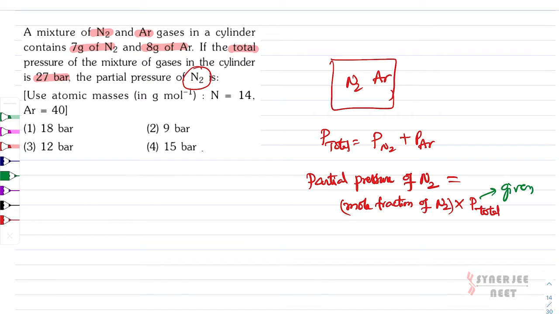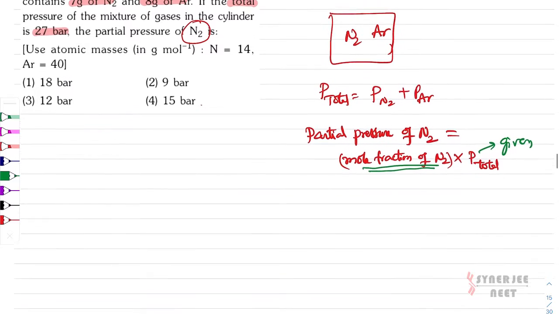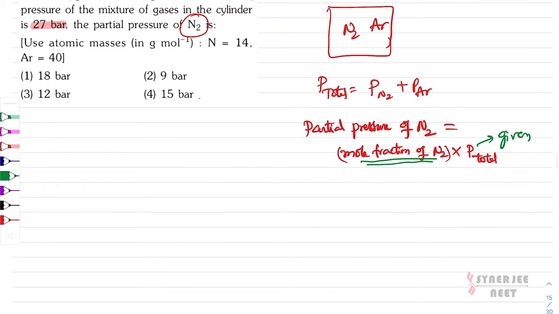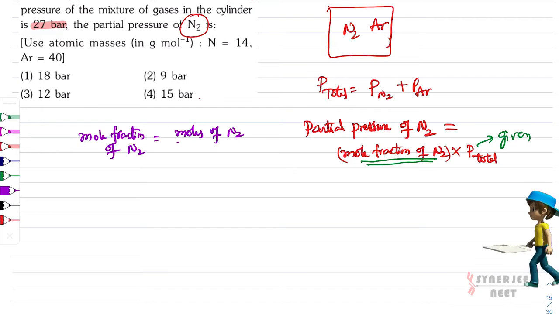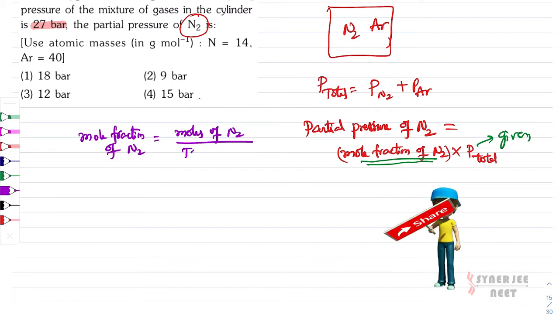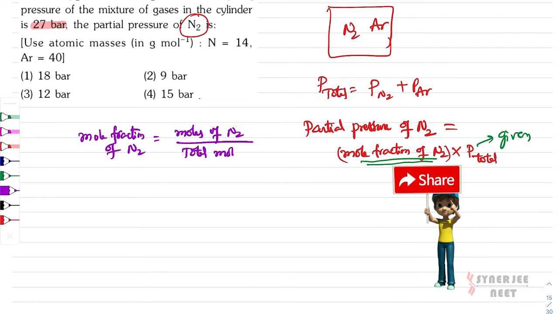Now if you calculate the first part, we will get to the answer. Now mole fraction means moles of the substance divided by the total moles. So let's calculate the mole fraction first. So the mole fraction of N2 is moles of N2 divided by total moles. Total moles means moles of N2 plus moles of argon.